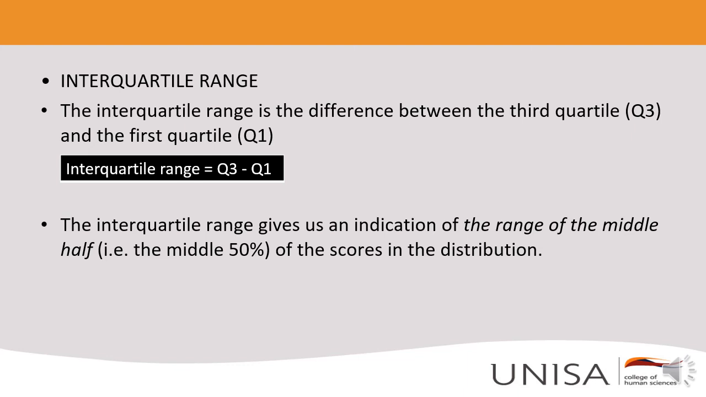The third measure of dispersion that we will discuss is the interquartile range. The interquartile range is the difference between the third quartile and the first quartile. The interquartile range gives us an indication of the range of the middle half, in other words, the middle 50% of the scores in the distribution.